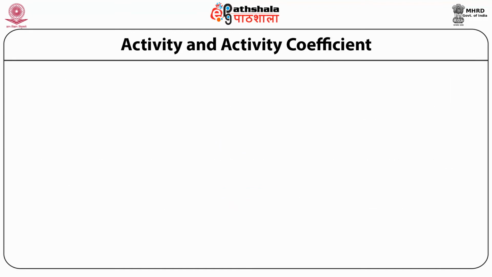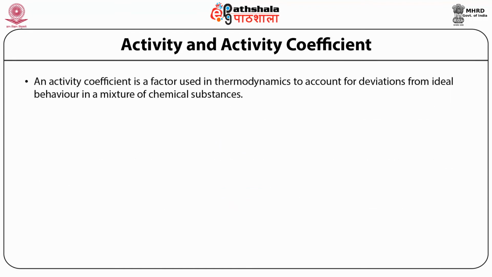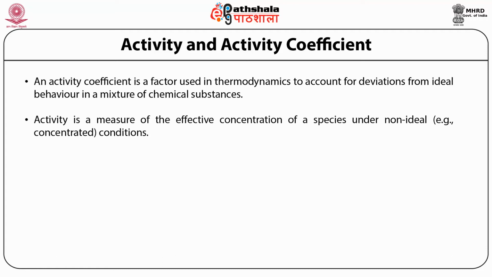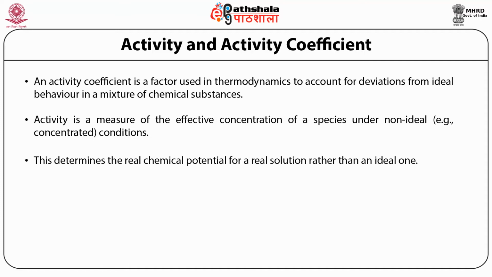What is activity? An activity coefficient is a factor used in thermodynamics to account for deviations from ideal behavior in a mixture of chemical substances. Activity is a measure of the effective concentration of a species under non-ideal conditions. This determines the real chemical potential for a real solution rather than an ideal one. Activity is equal to concentration into activity coefficient.